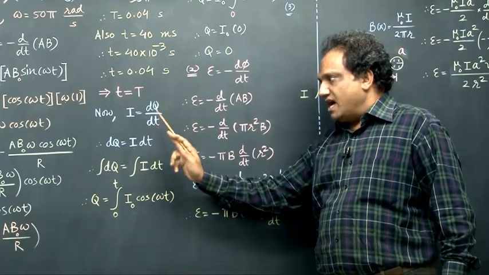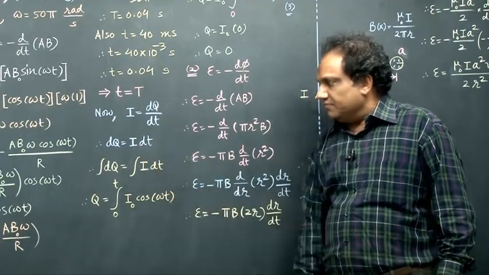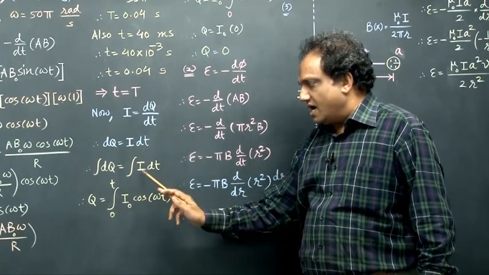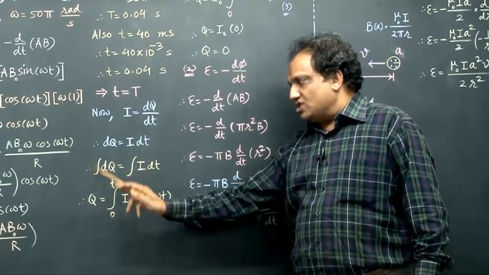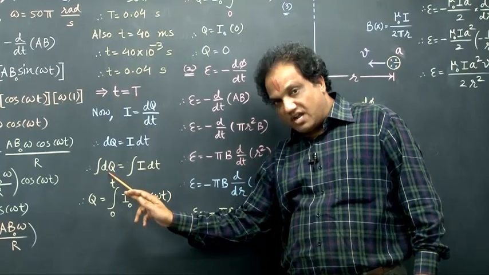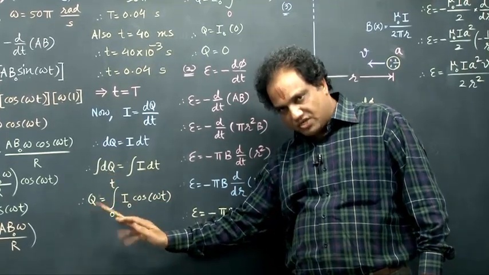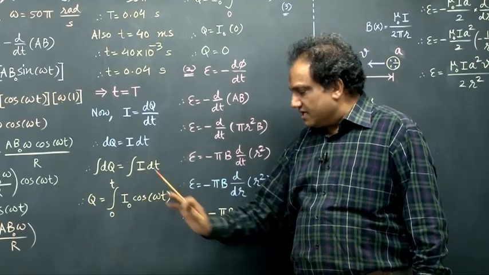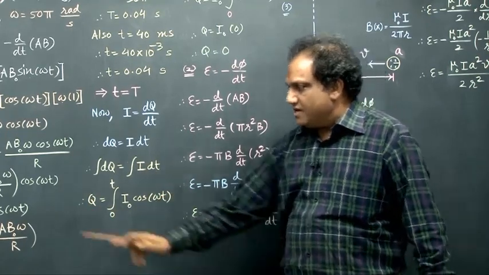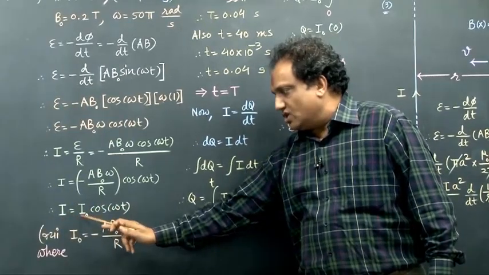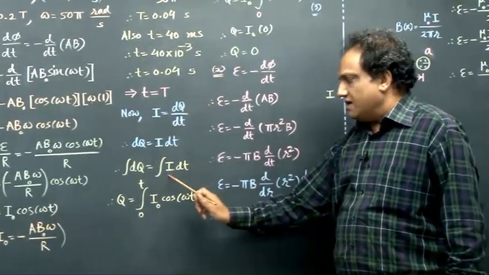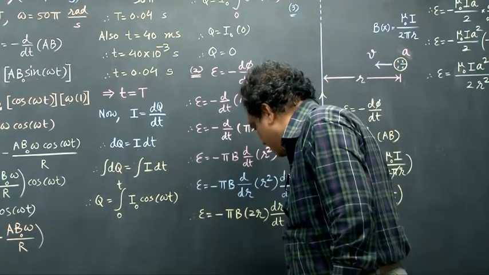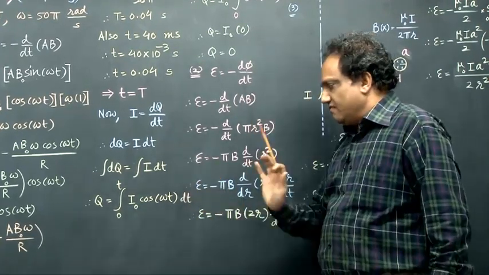dq will be how much? I into dt. Then take integration on both the sides. Integration dq and here integration I dt. Summation of partial amounts of charge will give you the total charge. Fine. Let it be shown by the symbol capital Q. Integration as it is, and the formula of I right now is I equals I0 cos of omega t. And I just forgot to write dt here. This dt I have written, fine.